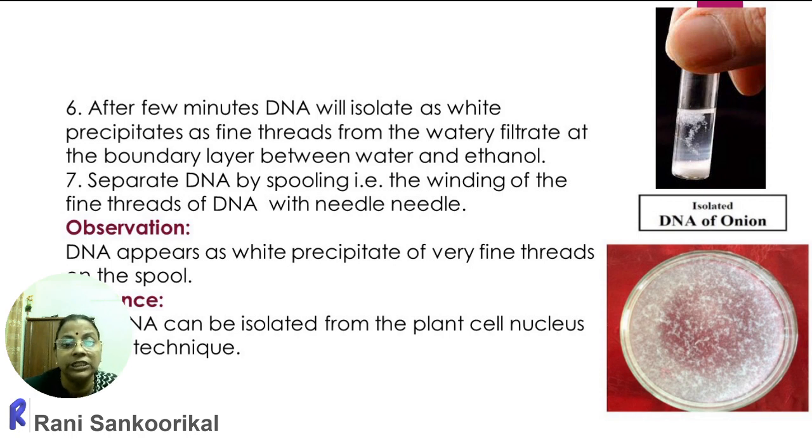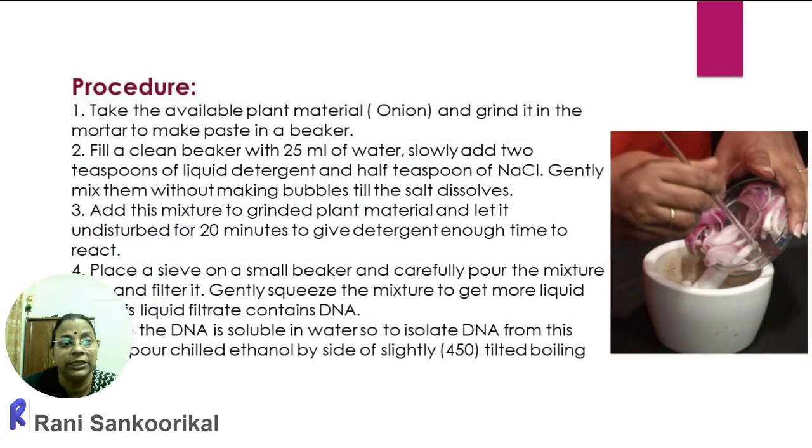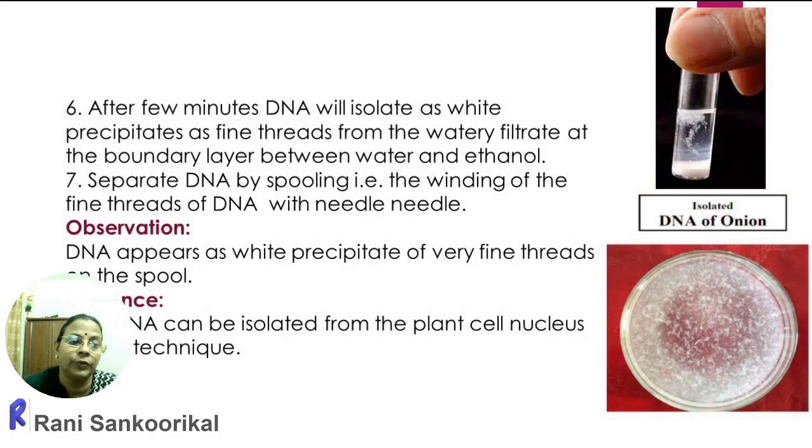And if you have a needle or a copper loop, you can insert the needle or the loop and swirl. You can just rotate it, and the strands will get entangled and you will get the DNA strands. So this is the main procedure to extract the DNA from the onion.